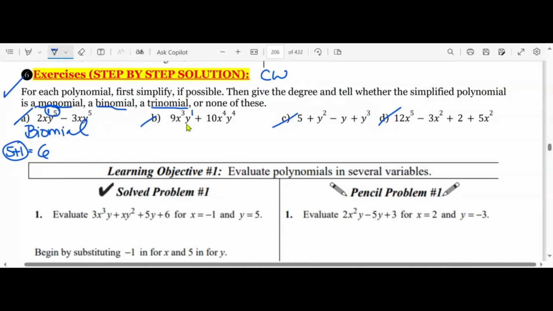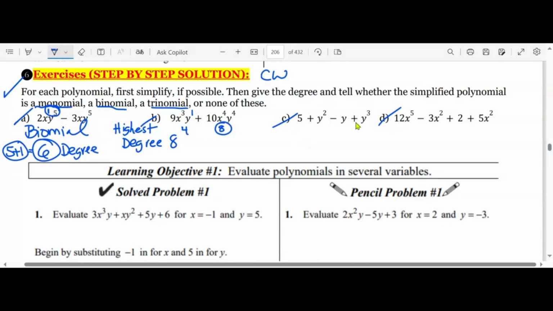What's the degree here? 4. And how much here? 8. So the degree is what? No, we take 8. 4 plus 4, because it's the highest. Yes, we take the highest. In the first one, both of them are 6. They have the same, so we say the degree is 6.